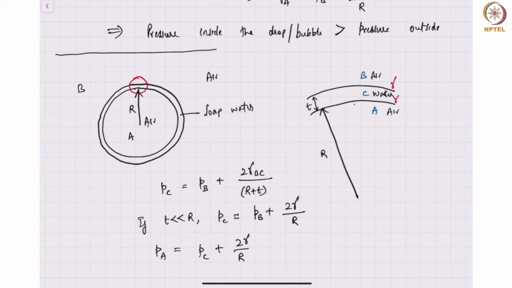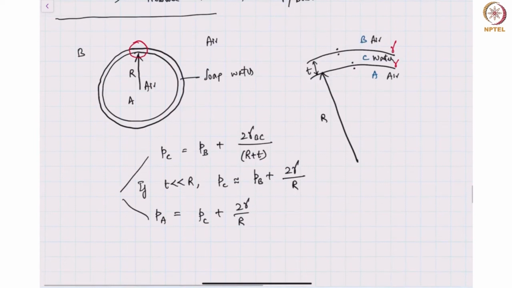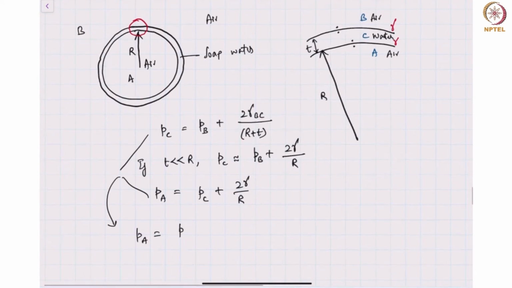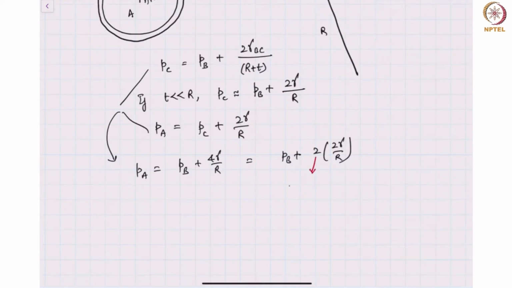So we're looking at 3 points across the interface. We're looking at the pressure jump across these 2 points, that is PA is equal to PC plus 2 gamma by R. And similarly, between these 2 points outside, between the B and C interfaces, PC would be PB plus 2 gamma by R. Now if I combine both these relations, the pressure inside, PA, after substituting for PC, is the pressure outside the bubble plus 4 gamma by R. Or this is nothing but PB plus 2 times 2 gamma by R. Why do we get this extra factor 2? Because we have 2 interfaces.